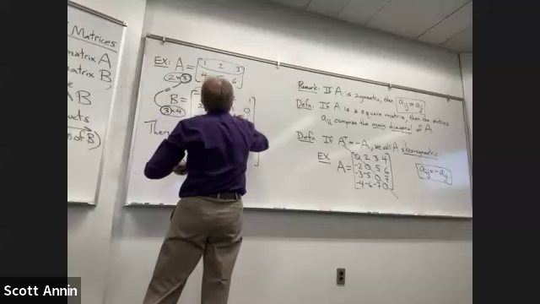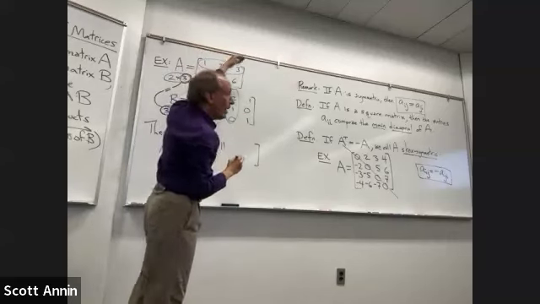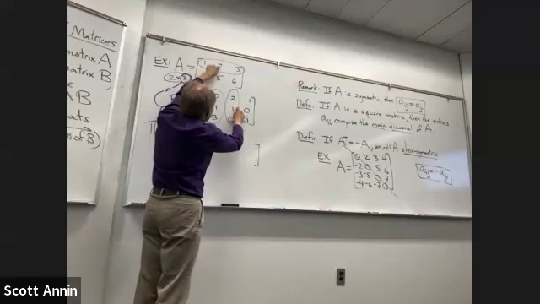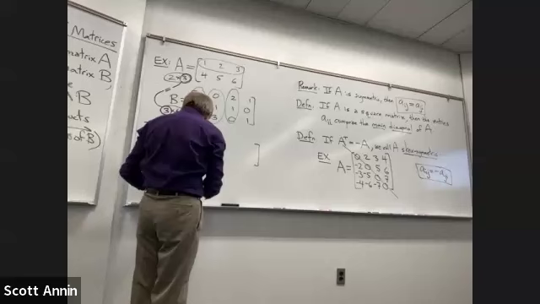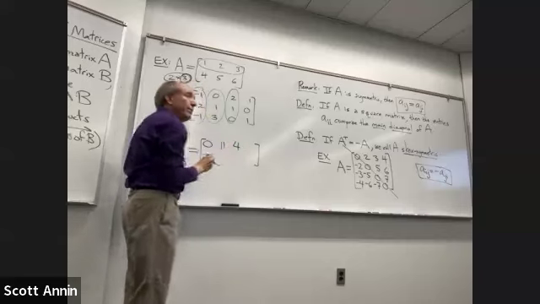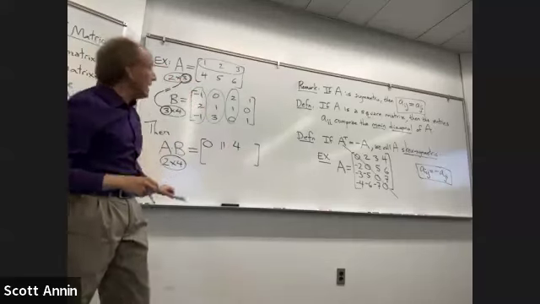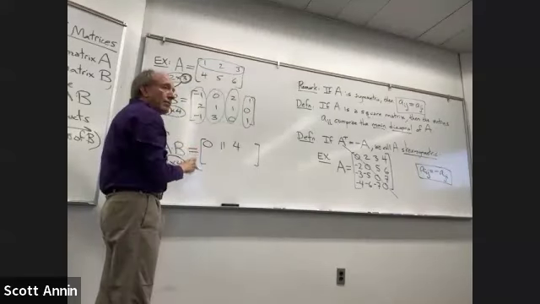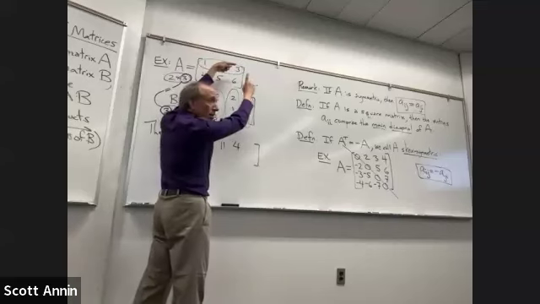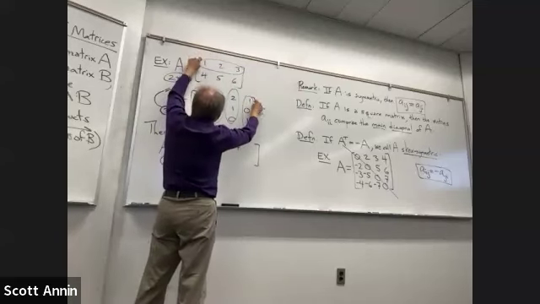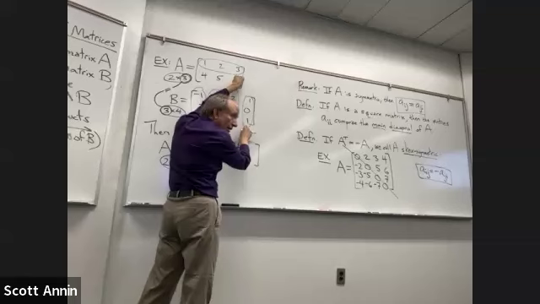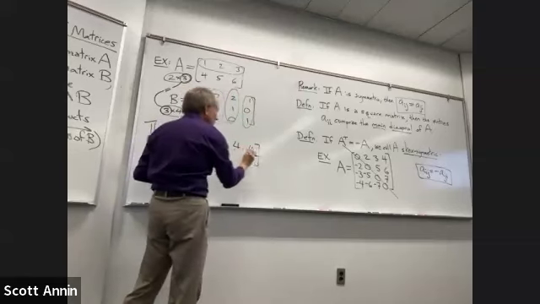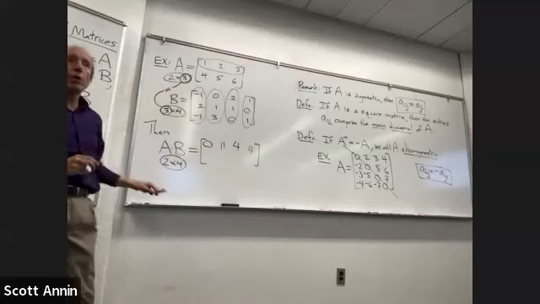The 1-3 entry, I'm going to take row 1 and dot it with column 3. That's going to be 2 plus 2 plus 0. That adds up to 4. And lastly, when I go to the 1-4 entry, I have to dot row 1 with column 4. And I have a 1 plus 0 plus 3, which is 4. That makes some sense? That's for row 1.